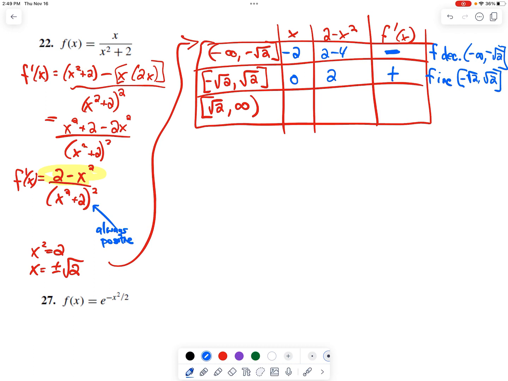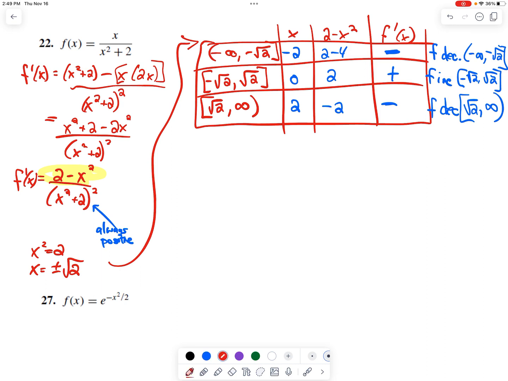From radical 2 on, let's use the number 2, a test point that's easy to analyze. 2 minus 2 squared is 2 minus 4. That's going to be a negative number, like negative 2. And that means we are back to decreasing. So f is decreasing from radical 2 on for this function.